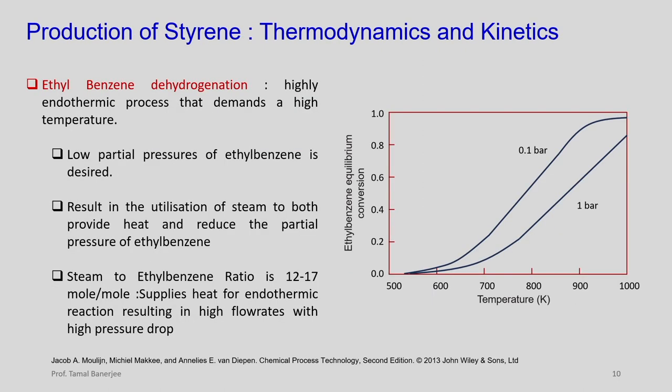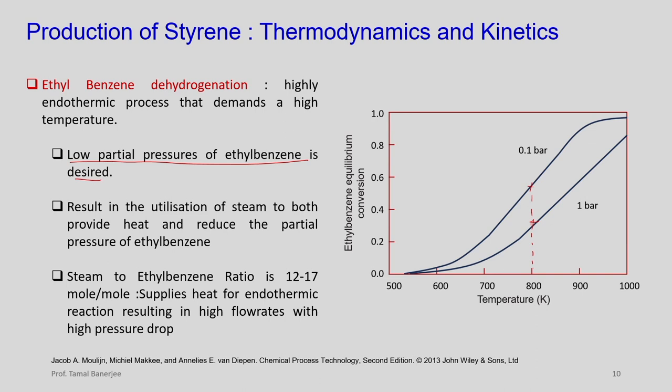So, now let us see what the thermodynamics is. It is a highly endothermic process that demands a high temperature. It is seen that low partial pressure of ethyl benzene is desired. If you see this particular plot, it is the ethyl benzene equilibrium conversion versus temperature. You see the conversion is higher at a particular temperature, for example, at 800 Kelvin at 1 bar and 0.1 bar. The conversion is always higher at the lower pressure, and as you go higher and higher in temperature, the conversion is higher with increasing temperature.